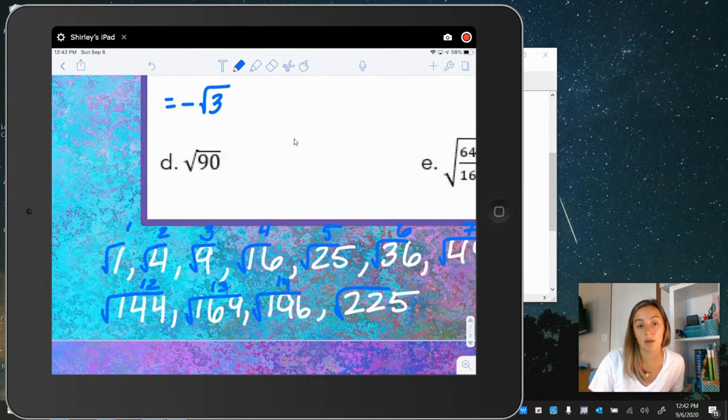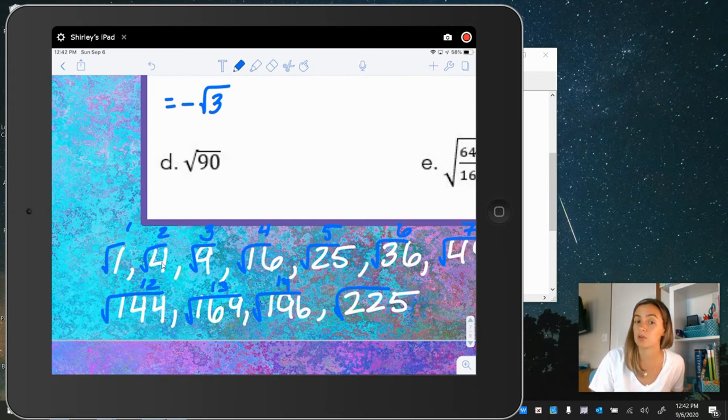So 3 is not on my list, but 3 falls right in between 1 and 4. So if my square root of 3 is going to come right in between 1 and 4, then that means the answer is going to come in between 1 and 2, right? Because the square root of 1 is 1, the square root of 4 is 2. So the square root of 3, if that comes right in between my square root of 1 and 4, then the answer has to come in between 1 and 2.